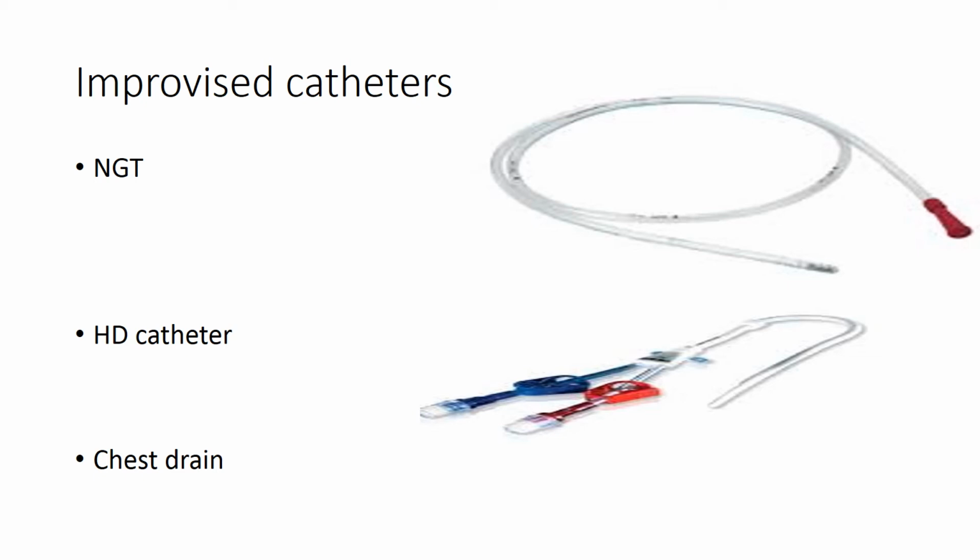There are also descriptions of colleagues that have access to chest drains and have used these as improvised catheters. I've seen reports from colleagues who've used conventional suprapubic bladder catheters with trocars and then just convert these into improvised peritoneal dialysis catheters. So essentially, as long as you have a tube, you can probably use it to provide improvised dialysis.